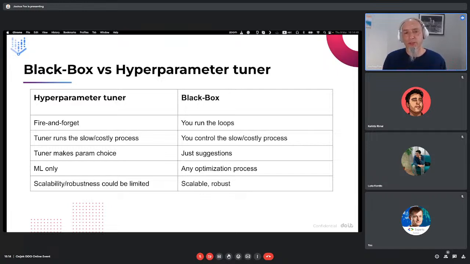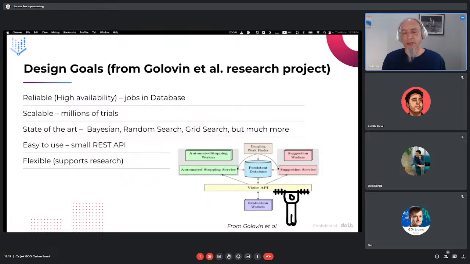And with hyperparameter tuner, the scalability and robustness could be limited by the fact, if you think about it, you're calling fit. That function, what happens if it crashes after 4.5 hours? You just have to start again. So black box is more scalable and robust. We can understand that by looking at this architecture diagram from the research paper that originally was published in 2017.